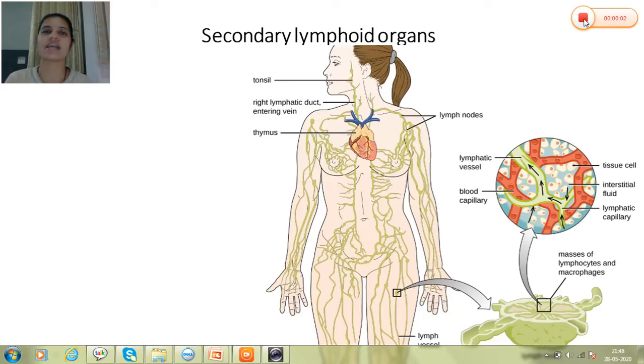Hello everyone. We'll now discuss secondary lymphoid organs. Secondary lymphoid organs are those sites where the mature cells formed in the primary lymphoid organs now actually interact with the antigen which enters that particular area.